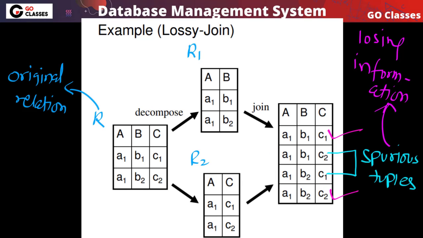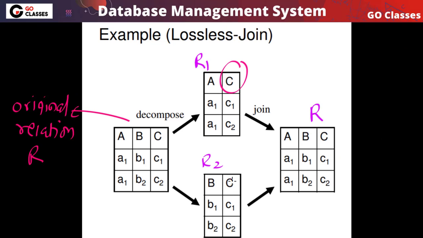So you can notice one thing here. The common attribute was C, and you can notice that C is a super key in this table. In this relation C is actually the super key, because the values C1, C2 are not repeating. So I can say in this table R1, C is the super key. Similarly, in this table R2, C is also a super key. So this common attribute C, R1 intersection R2, is a super key in R1.